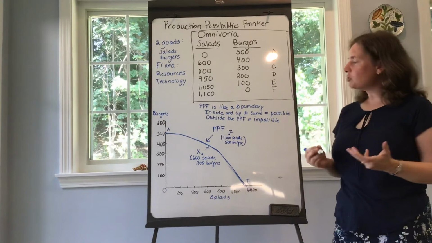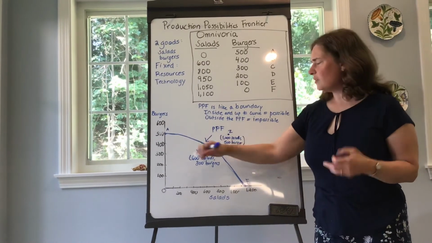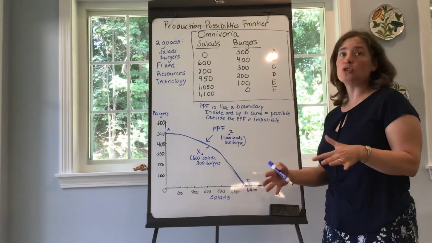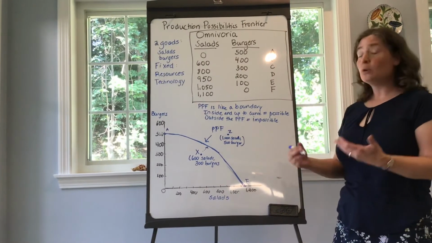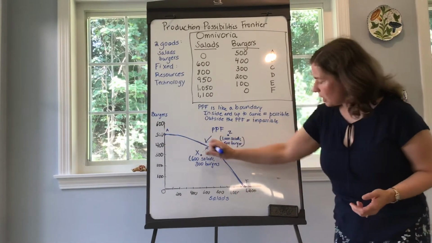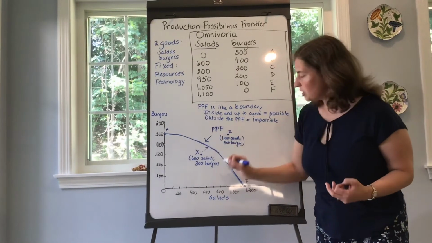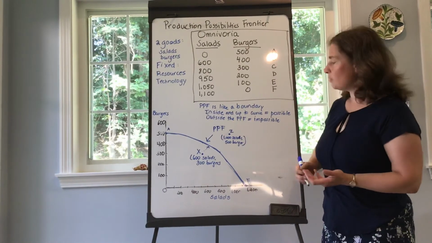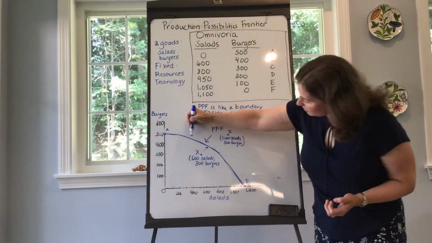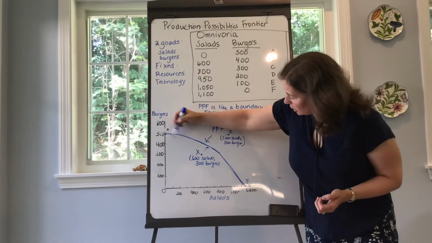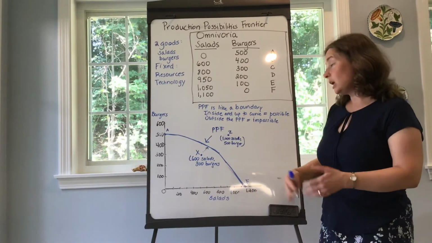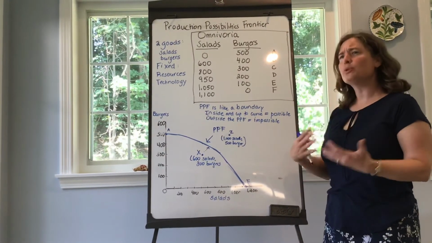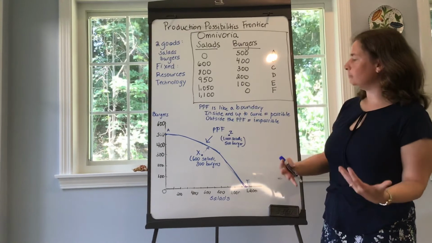The PPF also does an excellent job of helping us to see the answers to some of those fundamental economic questions. What to produce would be answered by the specific point or combination of burgers and salads that we observe in Omnivoria. Hopefully Omnivoria is somewhere along this frontier, but as we've seen, they could be at a point like point X. That would indicate, again, that that's what they're producing, or the quantities of each good.